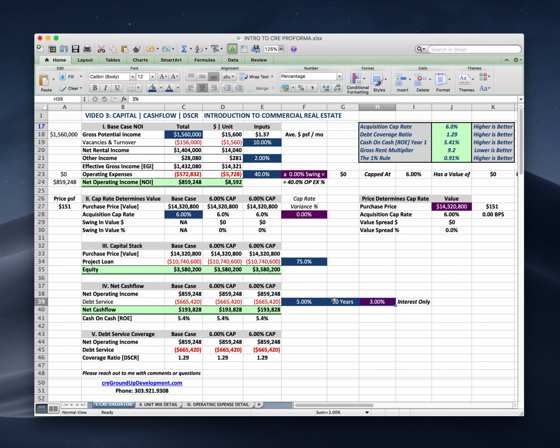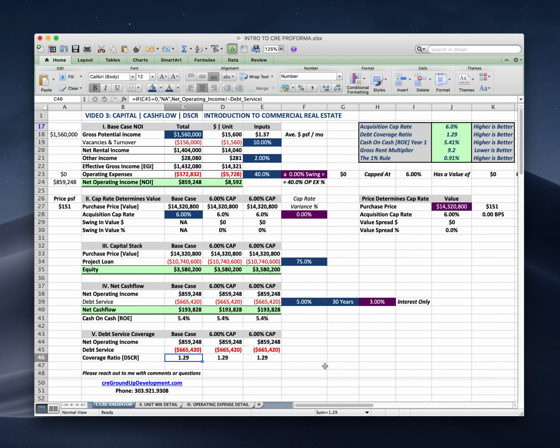But for now, let's leave this as a fully amortizing loan at 5% that creates a little over a 5% cash-on-cash return in year 1, and a debt service coverage ratio that is heading towards a sweet spot, which is 1.3 or anything over that.